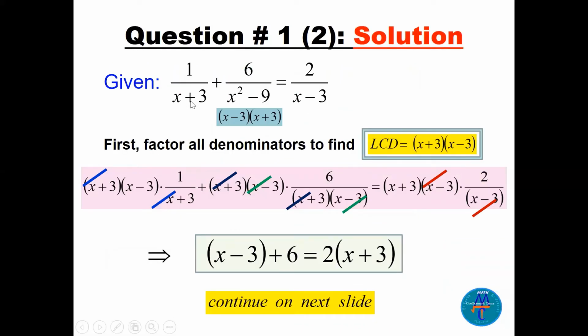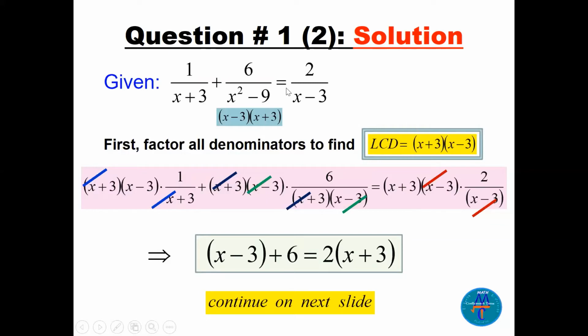We have x plus 3, x squared minus 9, x minus 3. So to find the LCD, remember, you have to factor all the denominators. So this will be x minus 3, x plus 3. Now I take each factor to the highest power. X minus 3, the same power, 1, so I take it 1 time. X plus 3, I take it 1 time. If I had here x minus 3 all squared, I would take the highest power.